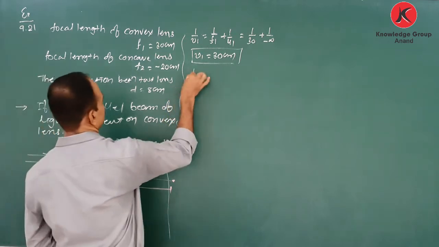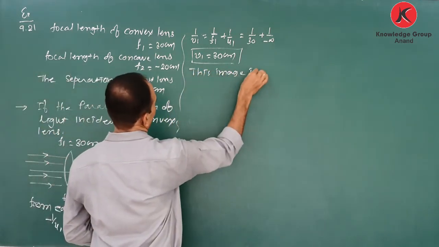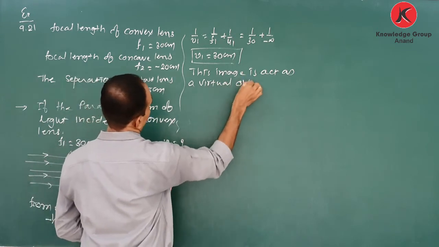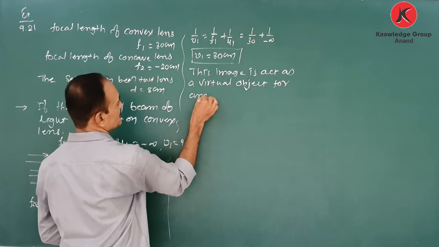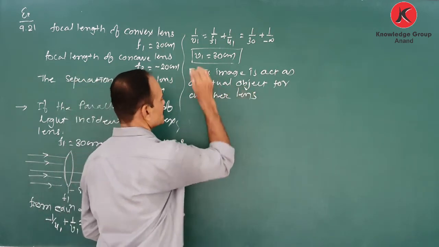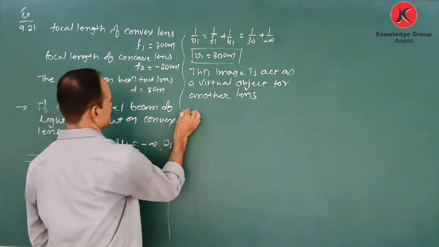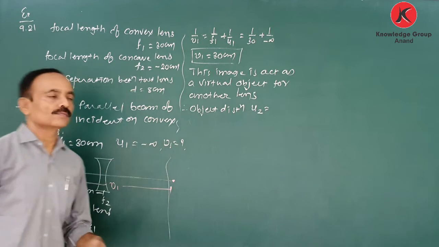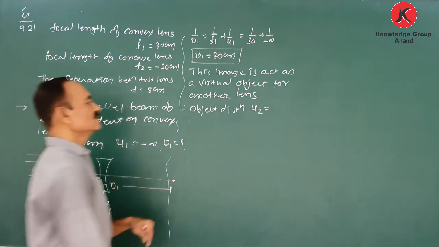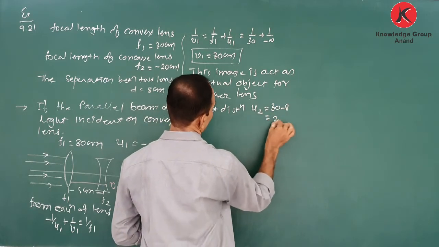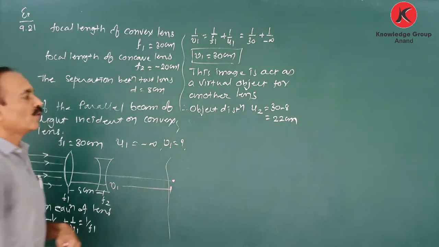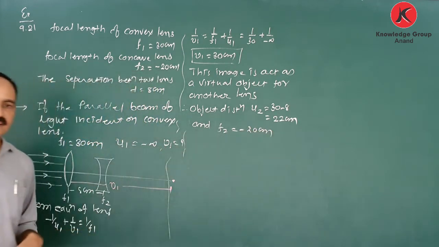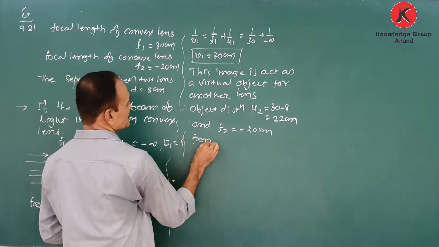This image acts as a virtual object for the other lens. Therefore, the object distance for the second lens, u2, is equal to 30 minus 8, so 22 centimeter. And the focal length f2 for the second lens is minus 20 centimeter.